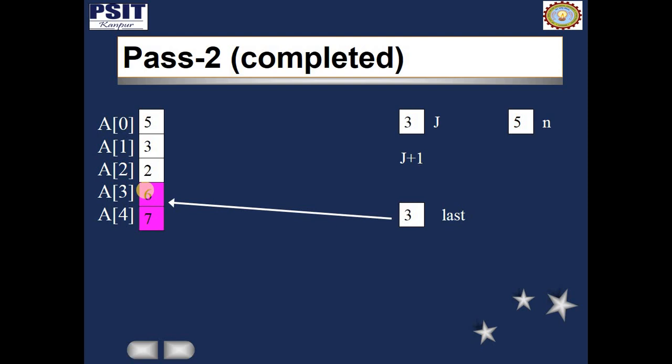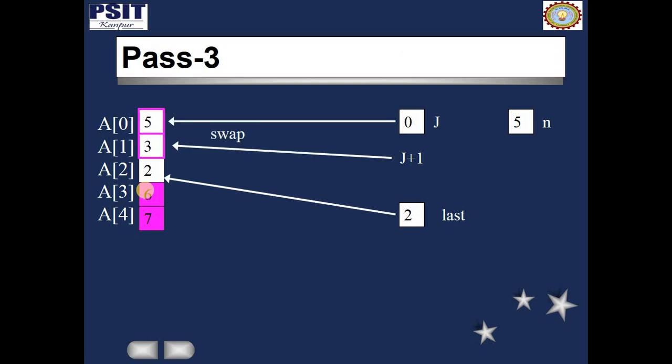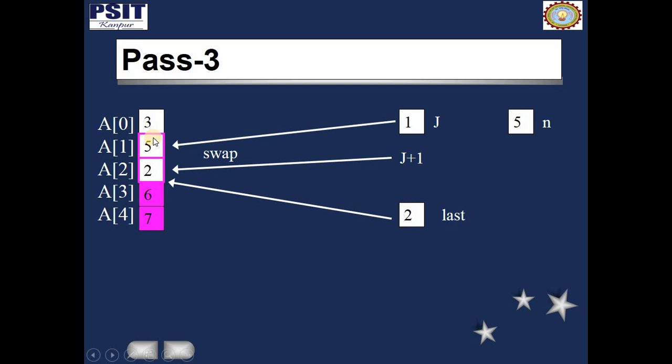नाउ मूविंग फॉरवर्ड फॉर पास 3, so similar kind of thing will happen in pass 3. So again j is reset to 0 and compared with adjacent element, as adjacent element is smaller, it is 3, then swapping will take place. So after swapping this will be the array. Now in next step I will compare 5 with 2, 2 is smaller, then swapping will take place.